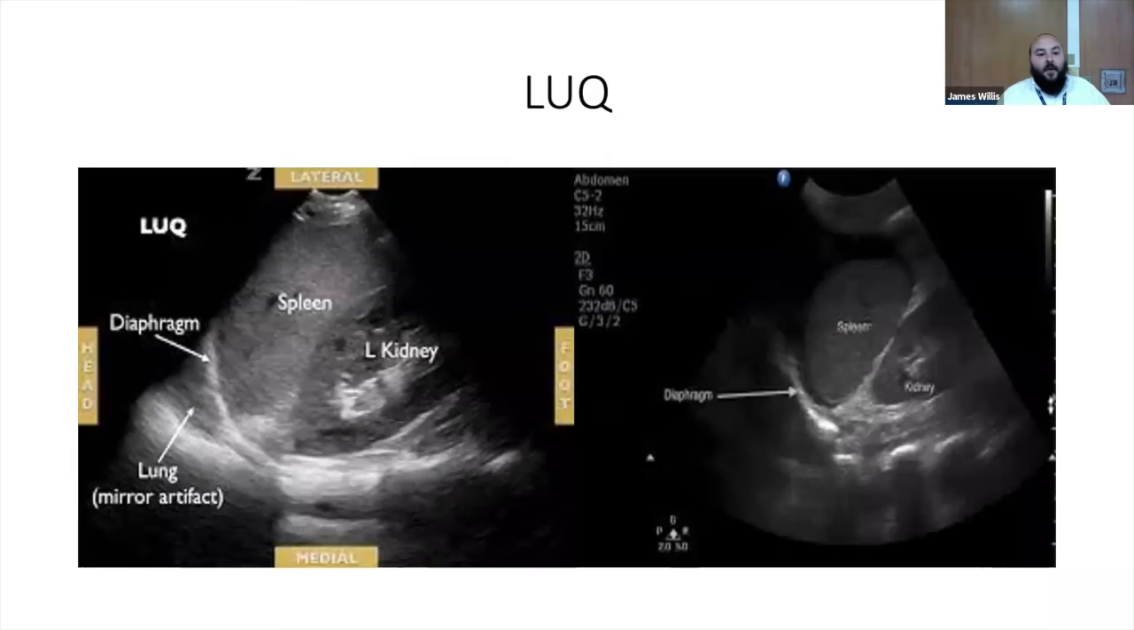This is the view of the left upper quad, similar to the right upper quad. You want to make sure you have the diaphragm in view. The fluid typically accumulates between the spleen and the diaphragm in the left upper quad, but you're also evaluating for any fluid in the thoracic cavity.